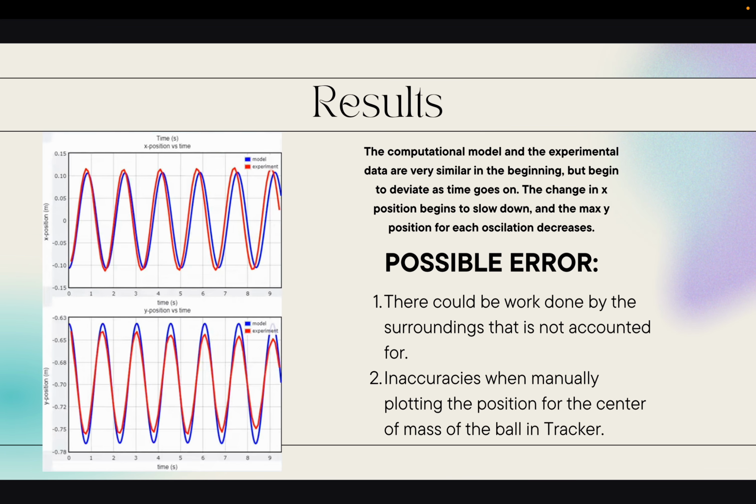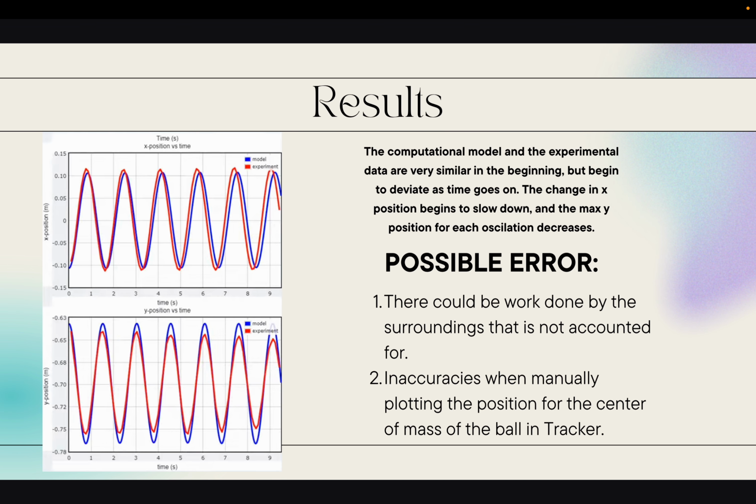For our results, on the left, you can see the two graphs for the X position and Y position comparing our model's data and the experimental data. As we can see, the computational model and the experimental data are very similar in the beginning, but begin to deviate as time goes on. The change in X position begins to slow down, and the max Y position for each oscillation decreases.